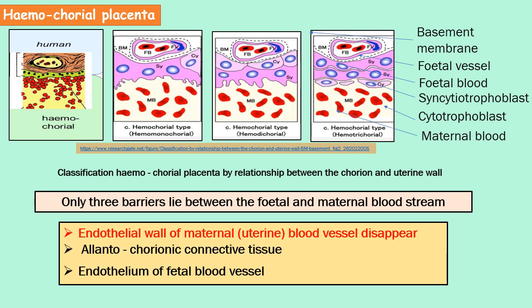In hemomonochorial type of placenta, there is a single layer of syncytial trophoblast. In case of the hemodichorial type of placenta, there is a single layer of syncytiotrophoblast and a cytotrophoblastic layer. And in case of the hemotrichorial placenta, there is a single layer of cytotrophoblast layer and two layers of syncytiotrophoblast.